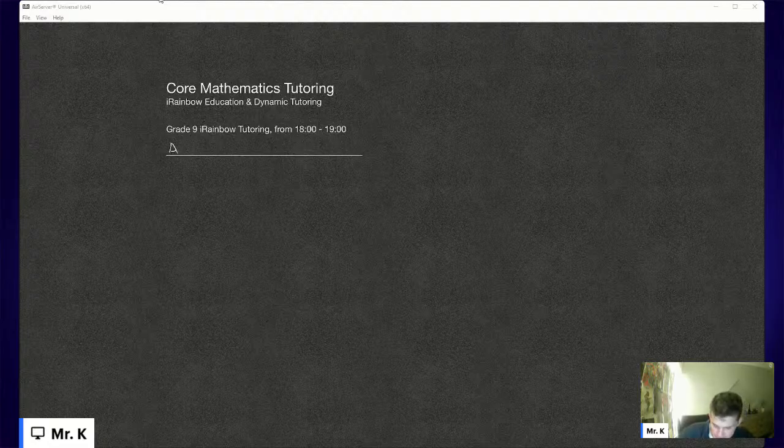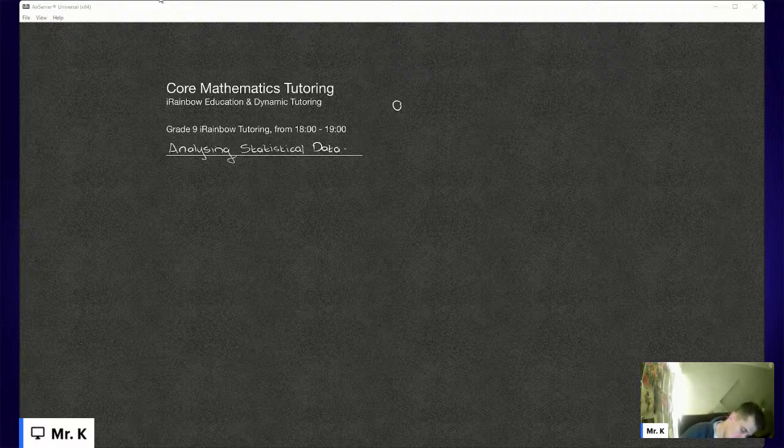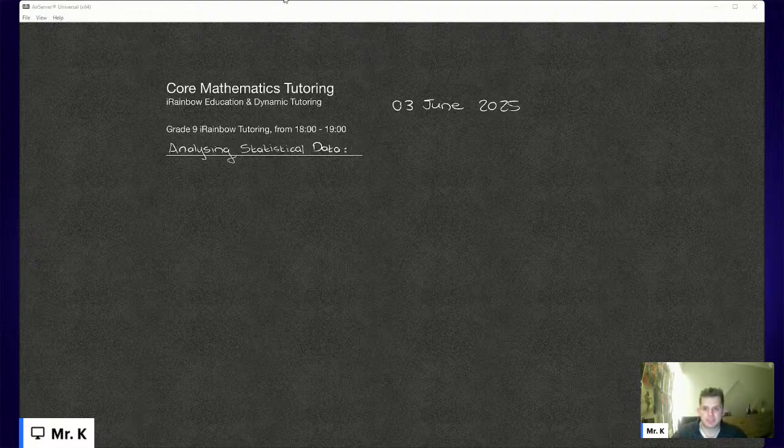Analyzing statistical data. So you can write this down as your heading: analyzing statistical data. The date today is the 3rd of June 2025, in case you guys were wondering. So, like I said, guys, when it comes to this topic of data handling, we do get a lot of marks from being able to calculate the appropriate values, right? The specific measures of what we call central tendency and spread.